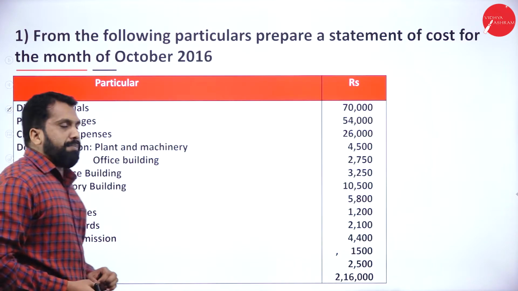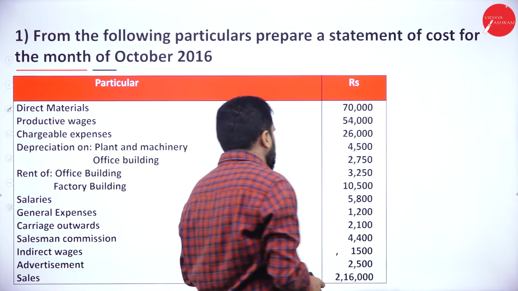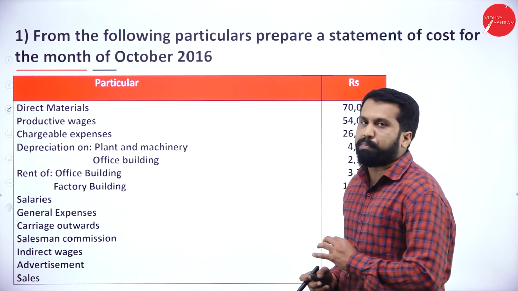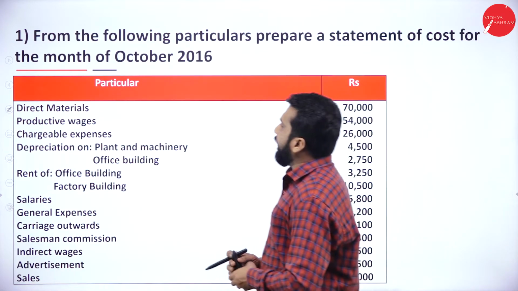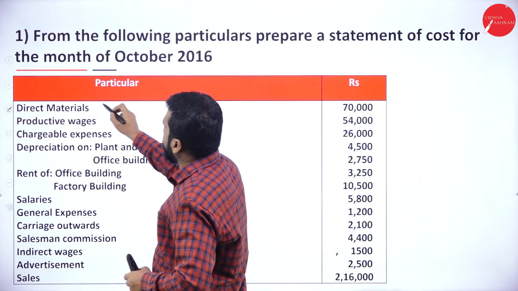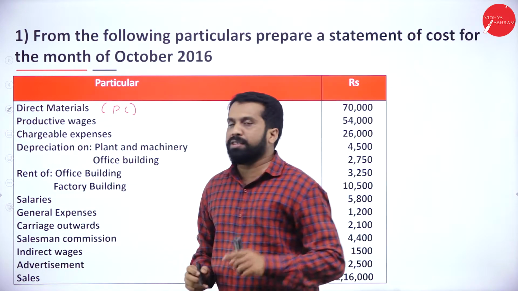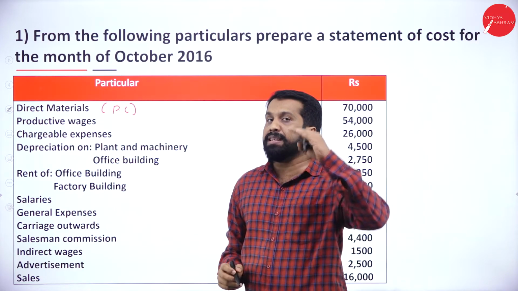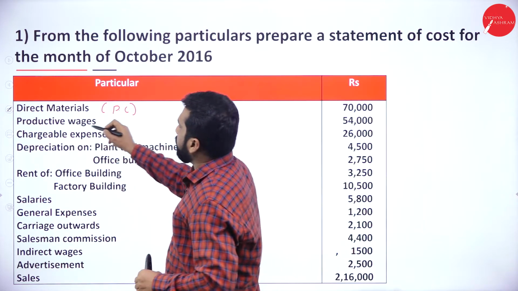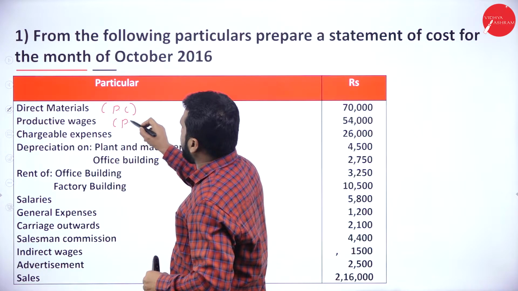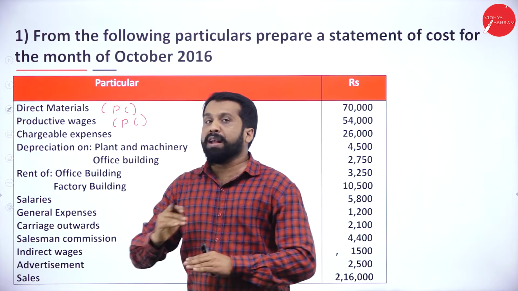This will be your problem number 1. How to do this problem? Simple one in this. Direct material. Before prime cost, I'll mention as prime cost. Direct material we write in the first step. Productive wages in the prime cost.